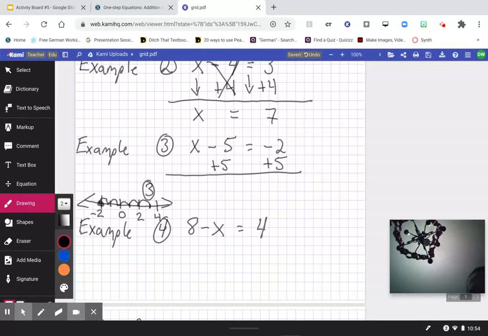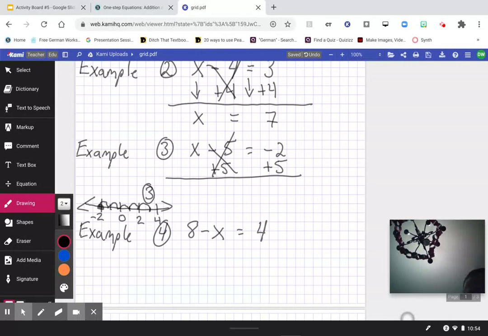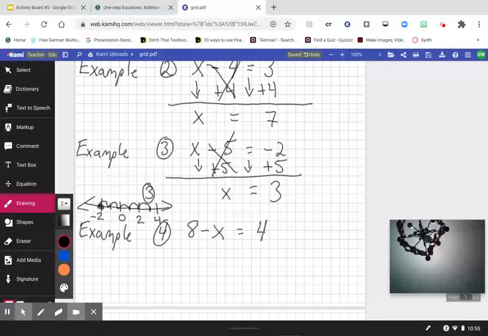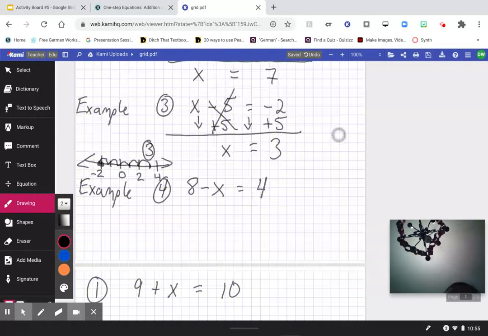All right, so negative 5 plus 5 cancels out, and we are left with 3. Bring everything else down, and x equals 3 is our answer. And if we check that, 3 minus 5 is indeed negative 2, so our equation is balanced.